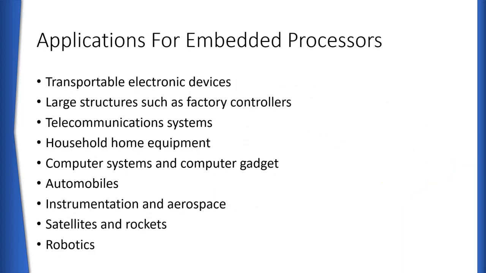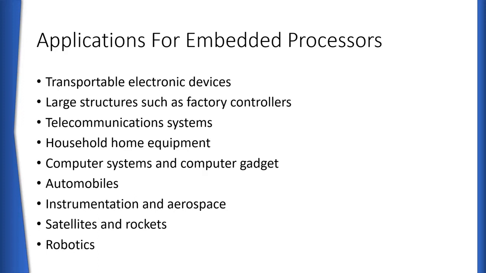Now, let us see the applications of embedded processors. We have already seen different types of embedded processors, and each type has its own application, which means that these applications are very, very wide. Embedded processors have been observed in portable devices like digital watches, PDAs, digital cameras, GPS gadgets, and MP3 players. They can also be located in large structures such as traffic lights, systems controlling power plants, and also factory controllers.